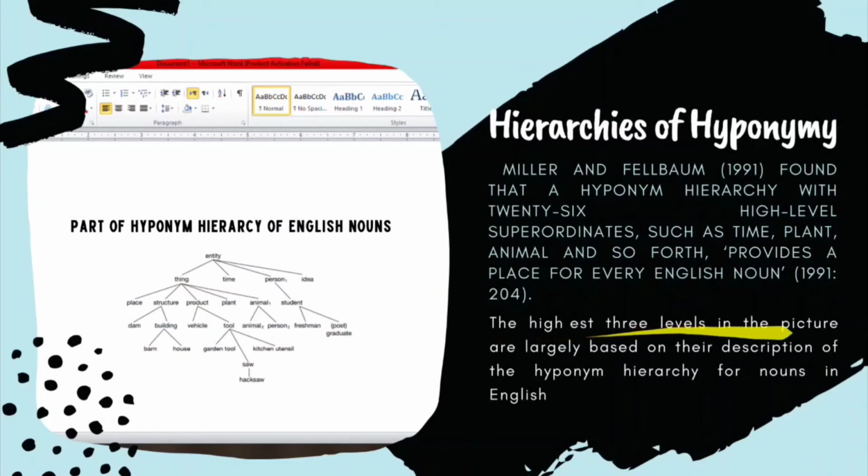The highest three levels in the picture are largely based on the description of the hyponym hierarchy for nouns in English. To keep the diagram manageable, however, I have used only 19 of their 26 higher-level superordinates, so this figure represents merely a tiny sample of the full picture.